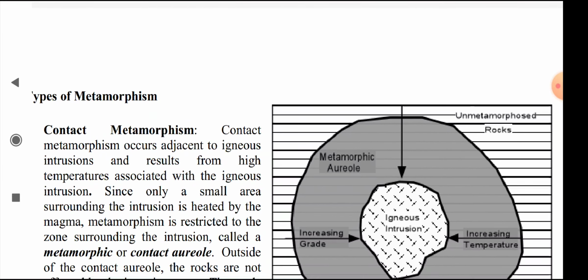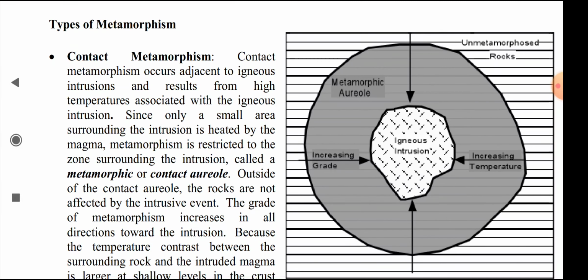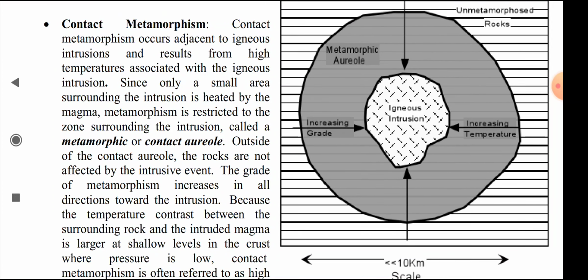Types of metamorphism. Contact metamorphism. Contact metamorphism occurs adjacent to igneous intrusions and results from high temperature associated with the igneous intrusion. Since only a small area surrounding the intrusion is heated by the magma, metamorphism is restricted to the zone surrounding the intrusion called a metamorphic or contact aureole.